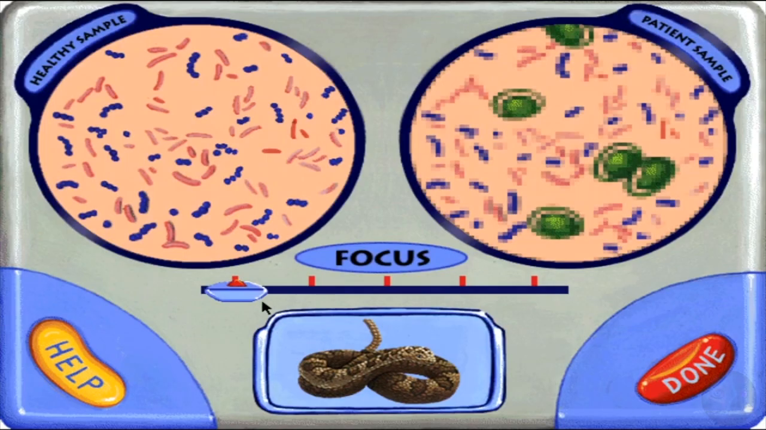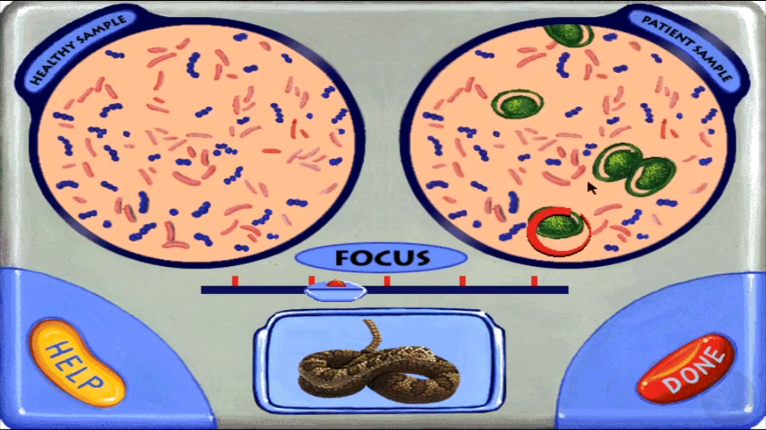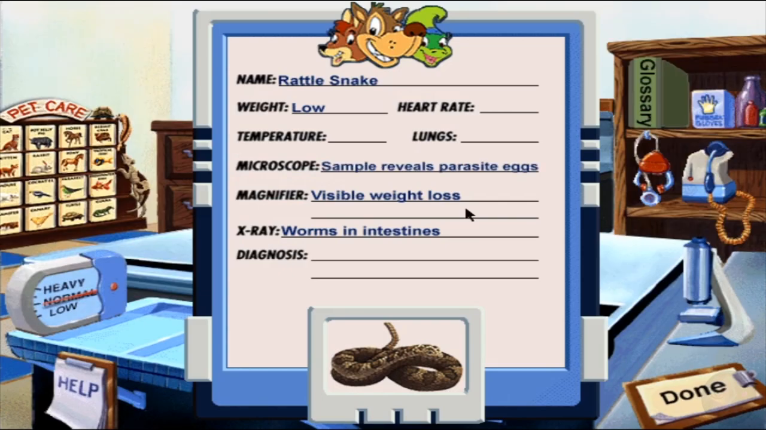Rattlesnake stool samples. Let's take a look. Parasite eggs. Go ahead and circle the others. This stool sample has parasite eggs in it. That's a good sign that the rattlesnake suffers from adult parasites. Sample reveals parasite eggs.